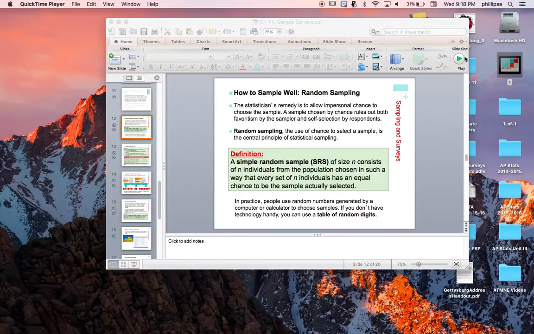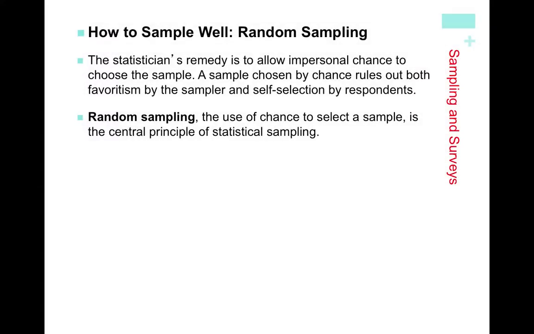Okay, so let's start now to talk about how to sample well. So in a convenience sample, the researcher chooses easy to reach members of the population. In voluntary response sampling, people decide whether they want to even join a sample. Both sampling methods suffer from bias due to personal choice. The best way to avoid this problem is to let chance choose the sample. So that's going to be the idea of random sampling.